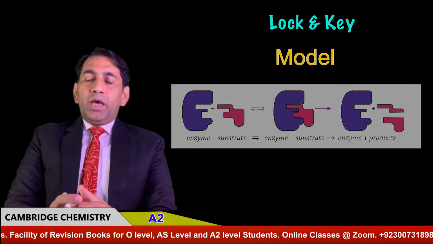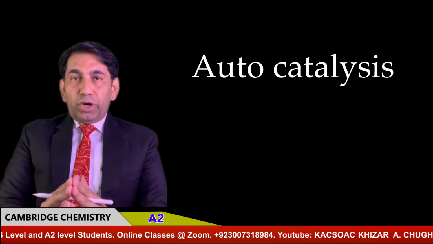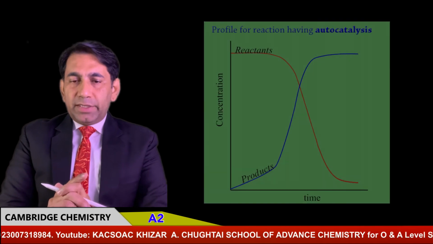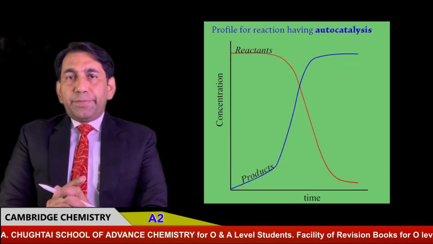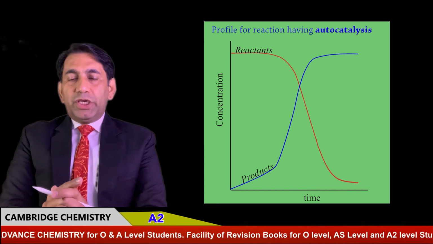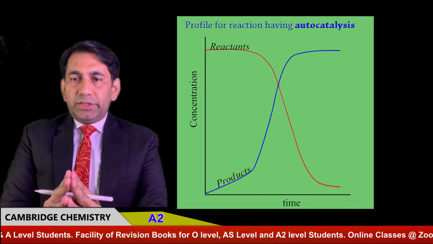Similarly, there is another type of catalysis that is known as autocatalysis, automatic catalysis. Some products that are formed during the course of a chemical reaction act as a catalyst automatically. So they are known as autocatalysts. The autocatalyst profile diagram is shown in this diagram. How an autocatalyst changes the speed of a reaction, or how it changes the profile of the reaction, is shown in this diagram.